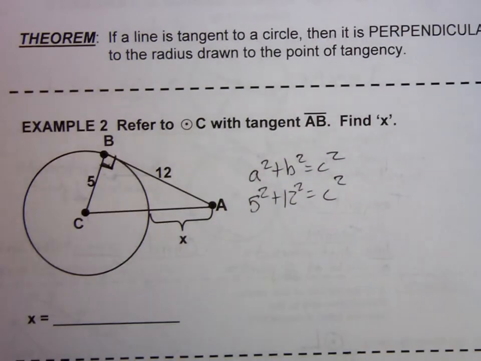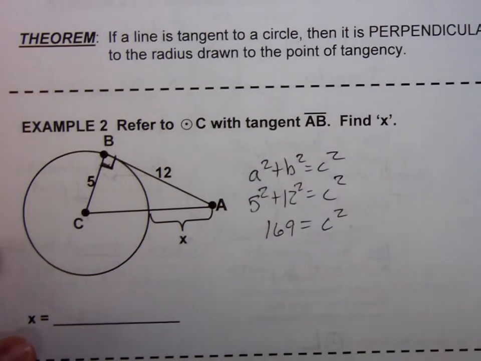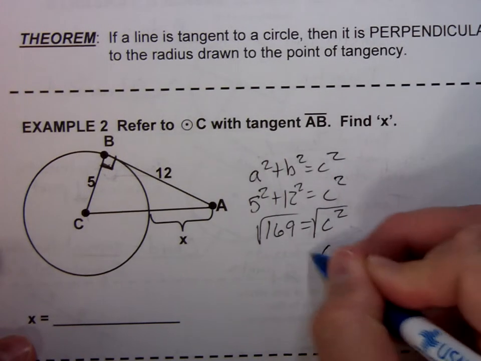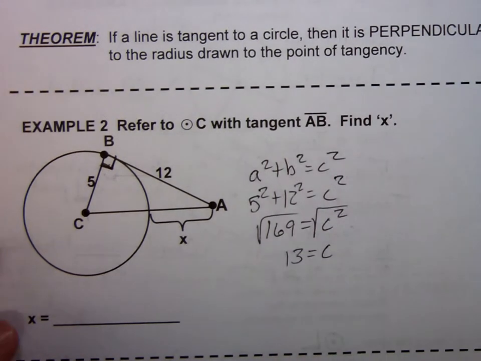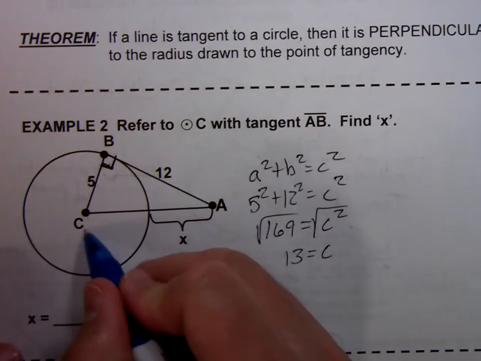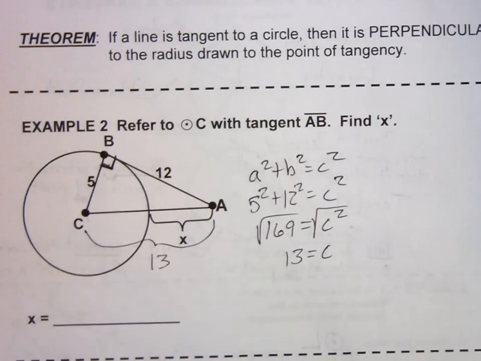5 squared is 25. 12 squared is 144. I add those together, I get 169. I want to get rid of this squared, so we're going to do the square root. And that will tell me that side C has a length of 13. So I know the length of this entire side is 13. But all I want is x, which is just part of that side.